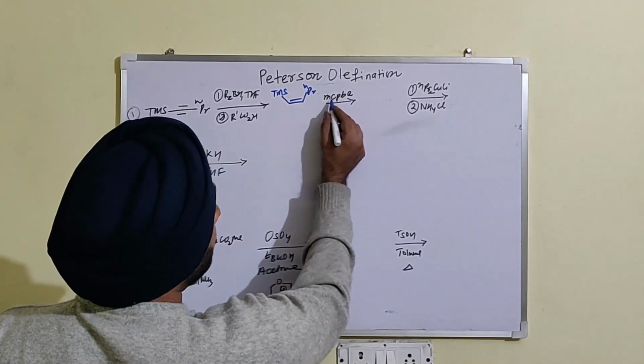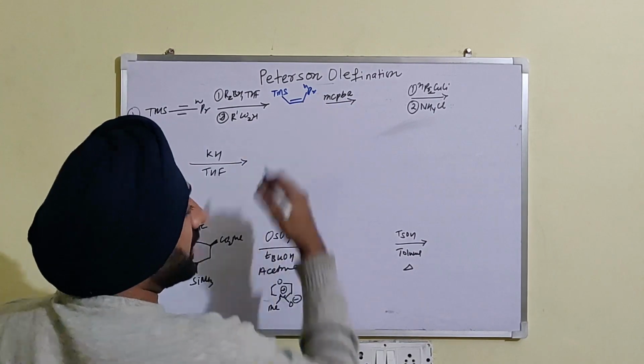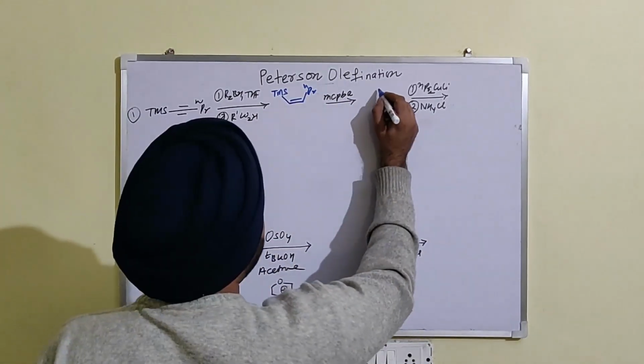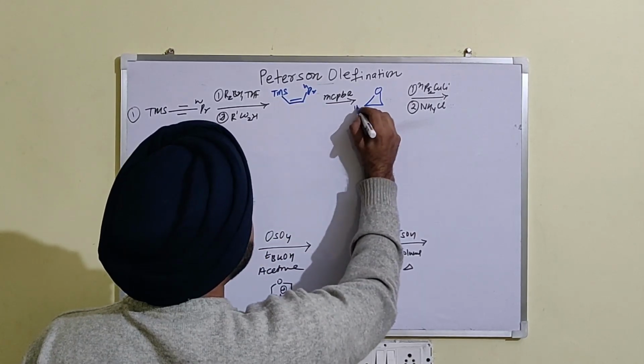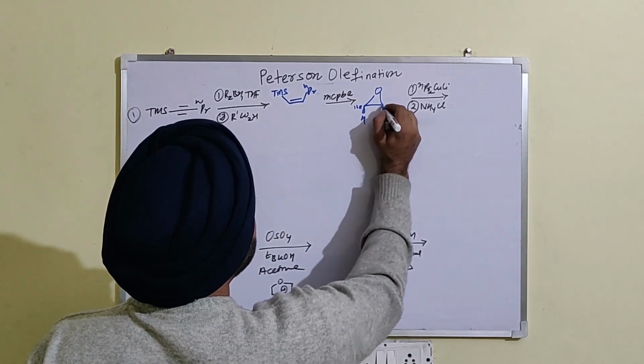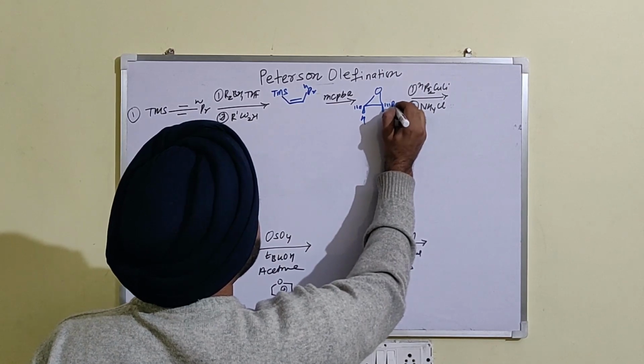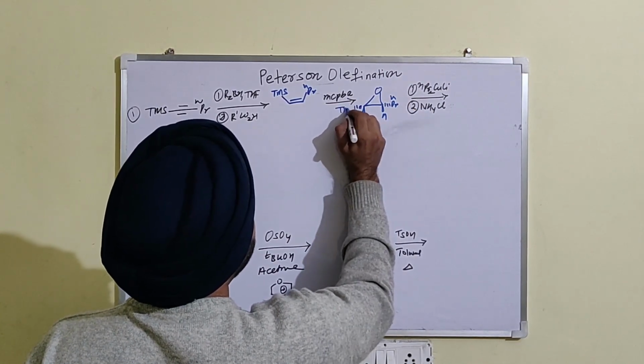Now what we are doing is addition of mCPBA, metachloroperbenzoic acid, which takes place from the upper face. So this is what we end up getting. So these are on the same side. This can be written like that, propyl and TMS.